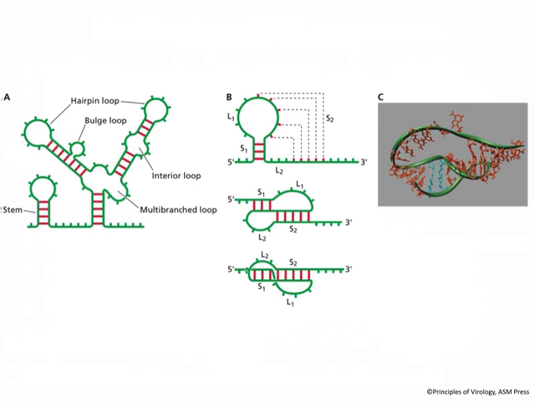All of these have importance in the viral replication cycles. They tend to be sites for protein interactions during replication or translation, and they may also interact with each other. These loops can also undergo long distance interactions, so they're very important.